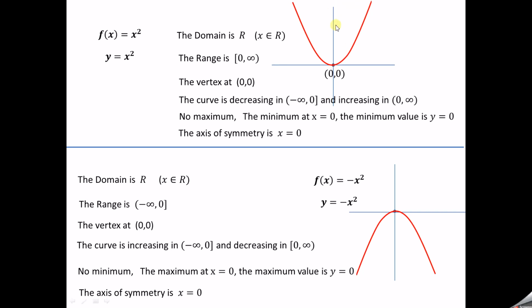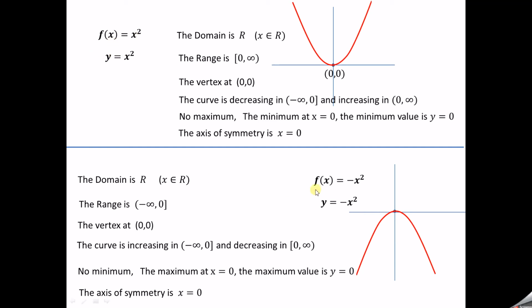So this axis of symmetry is the y-axis, and we know the equation of the y-axis is x equal to 0 because on the y-axis the x coordinate is always 0. Therefore, the equation of the y-axis is x equal to 0, which is the axis of symmetry. So for any parabola we can write all these points: the domain, which is always real numbers for a quadratic function, the range, the vertex, when the curve is increasing, when it is decreasing, whether it has a maximum or minimum and what that is, and the axis of symmetry. So we made all these points for this f(x) equal to x square.